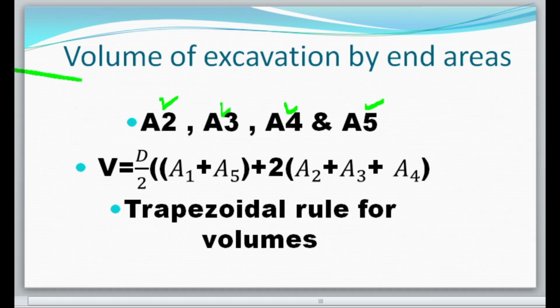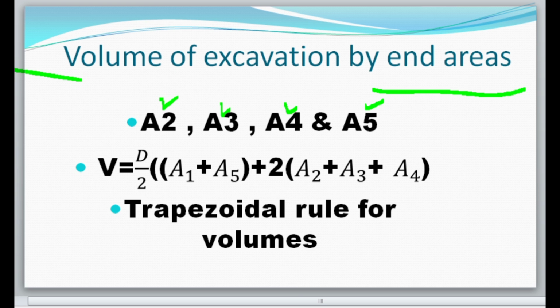Then you go to the formula of volume. So this is the volume of the excavation by the end area. The end area volume is equal to d over 2, where d is the distance covered between those areas, times brackets, area 1 plus area 5, plus 2 times the areas that will be remaining. So the end area method, we can say again, is the trapezoidal rule for volumes.